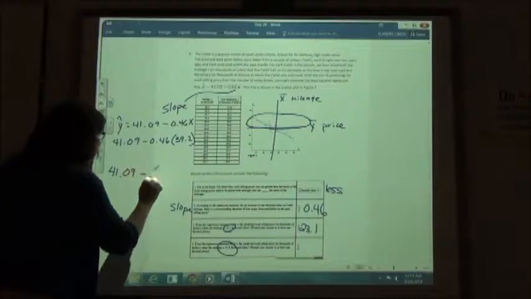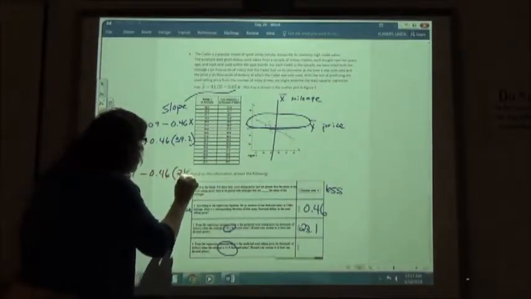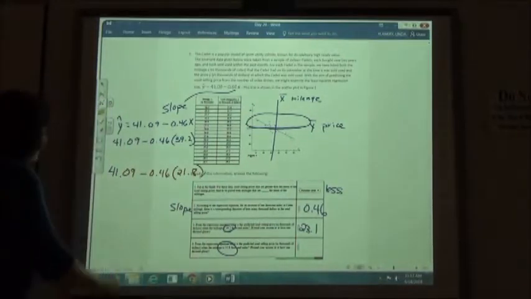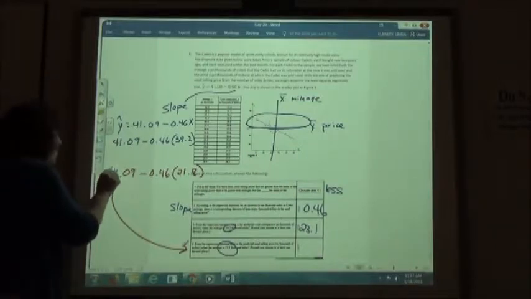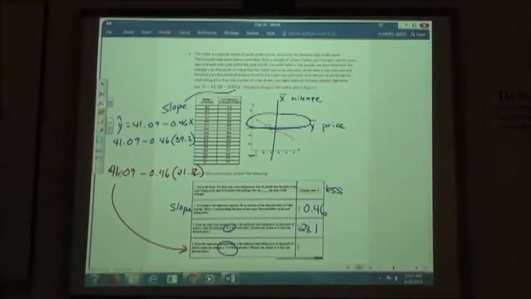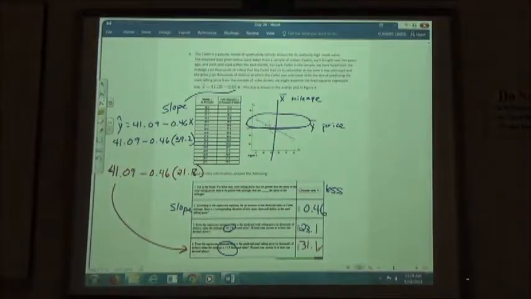41.09 minus 0.46 times my value here, 21.8. And so if you take the 41.09 minus 0.46 times 21.8, again, we're rounding this off to 1 decimal place. 41.09 minus 0.46 times 21.8 should give you 31.1 for my predicted value using my regression equation.